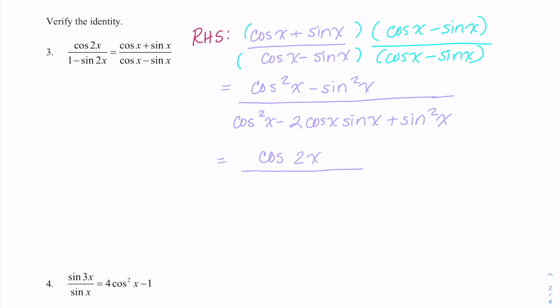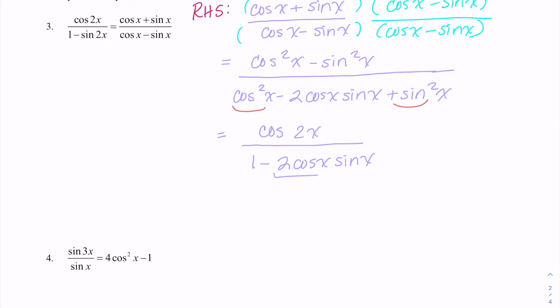Now, look at this denominator. We have cosine squared plus sine squared. And the cosine squared plus the sine squared is equal to 1. So we have 1 minus 2 cosine x sine x. And 2 cosine x sine x is equal to the double angle formula for the sine of x. And that's exactly what we have.